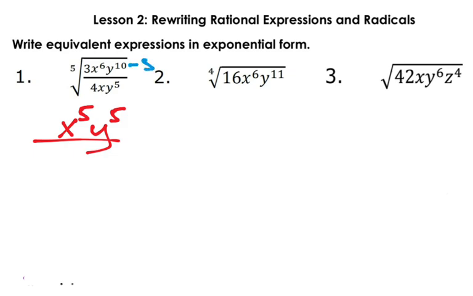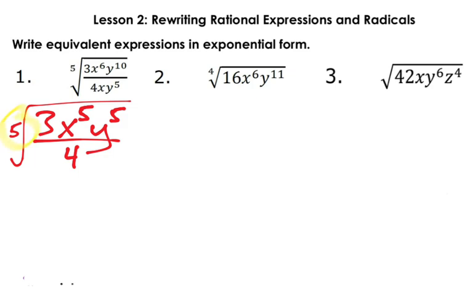So just do 10 minus 5, and you will have y to the 5th power in the numerator. The fraction 3/4 cannot be simplified anymore, and we're taking the 5th root of the entire thing, so we can now bring the 5th root symbol back into the problem and now do a little more simplifying. So here's what you should notice.